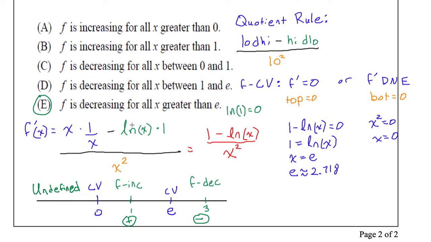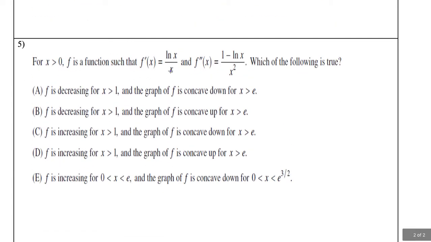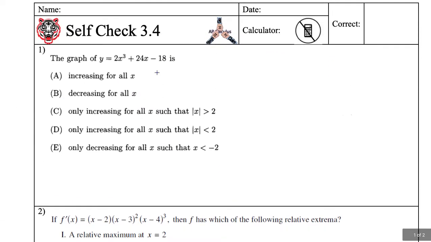Next, we have self-check 3.4. So now that we're on to self-check 3.4, you should have given yourself 10 minutes because there were 5 questions. We're averaging 2 minutes per question. So here we go. We have the graph of this guy, our possible choices, increasing, decreasing.